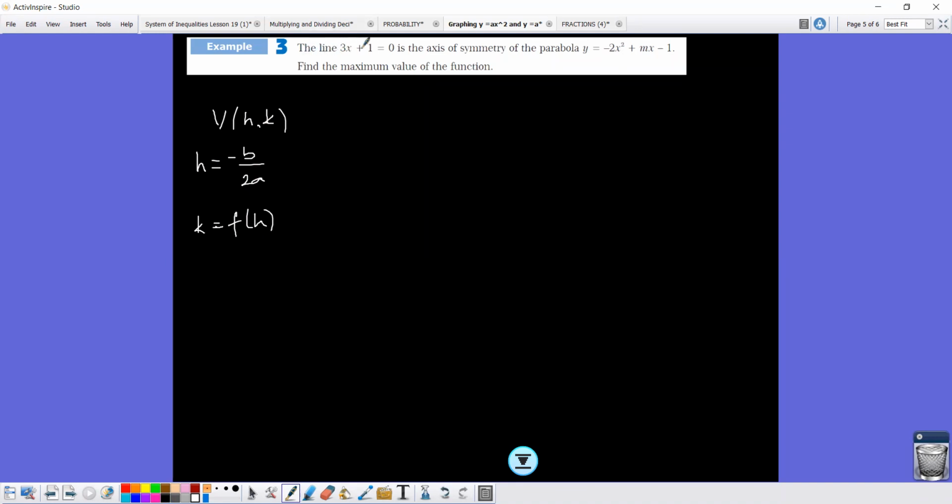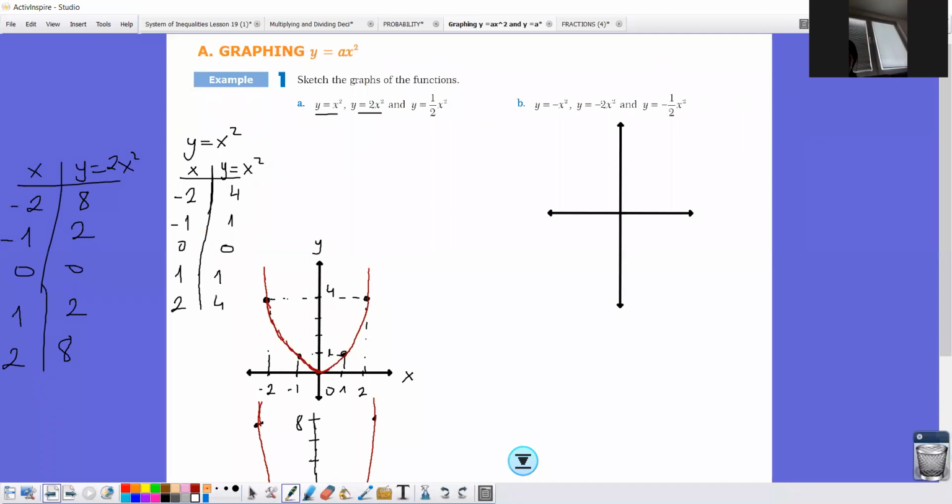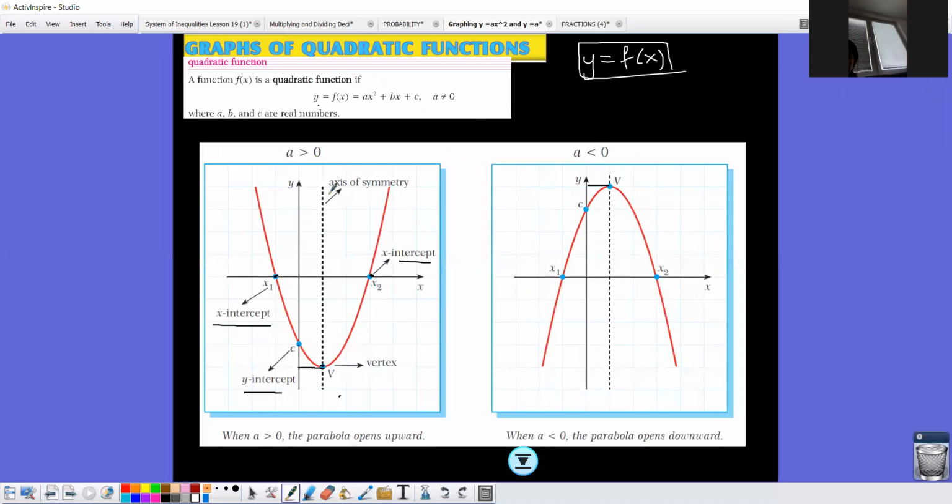The line 3x plus 1 is the axis of symmetry of the parabola. Find the maximum value of the function. Do you remember axis of symmetry? Let me show you the first page. The axis of symmetry is the line where the vertex has its x coordinate. Look, this is the x coordinate of the vertex. So the x coordinate of the vertex means the h. Yes?